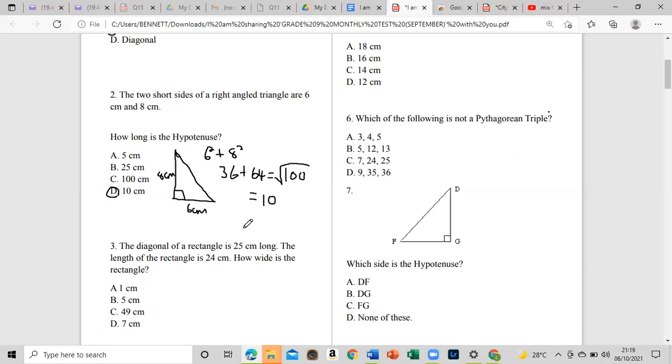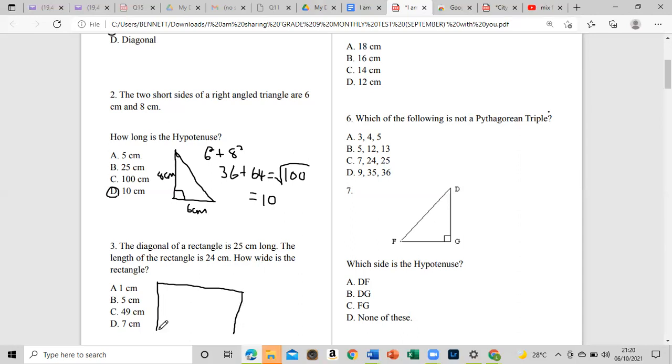Alright, let's look at 3. The diagonal of a rectangle is 25 centimeters long. The length of the rectangle is 24 centimeters. How wide is the rectangle? Again, guys, I like to draw a diagram so you can see. So you guys should know what a rectangle is.